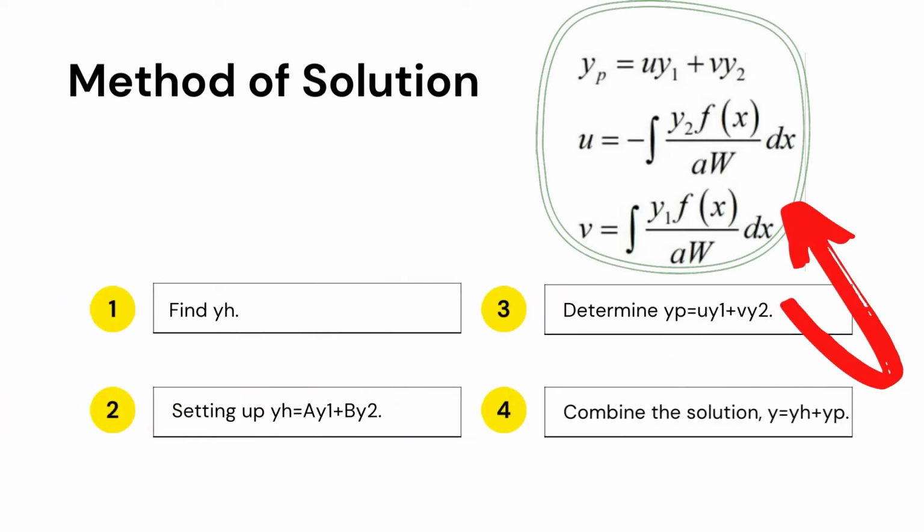We have four main steps in order to solve by using the variation of parameters method. First of all, we need to find yh, the homogeneous solution. Then we set up yh, which is given by a y1 plus b y2. We want to know what y1 and y2 are. Then we go to step 3. We need to determine yp, which is given by u y1 plus v y2. Then finally, we combine the solution: y equals yh plus yp.